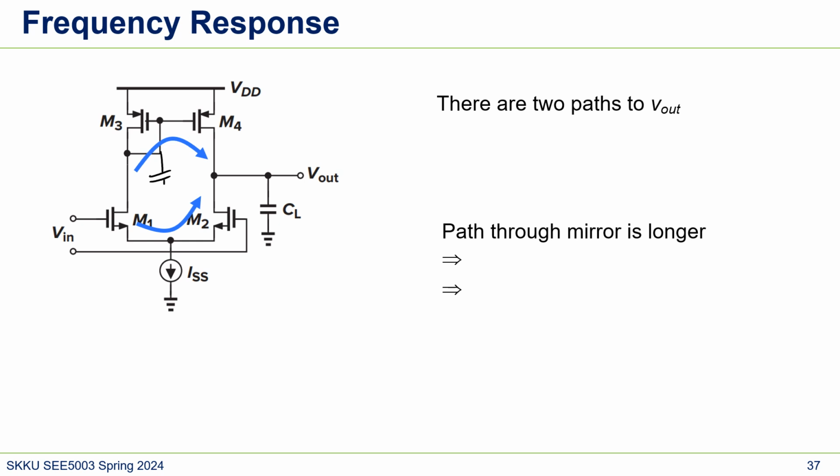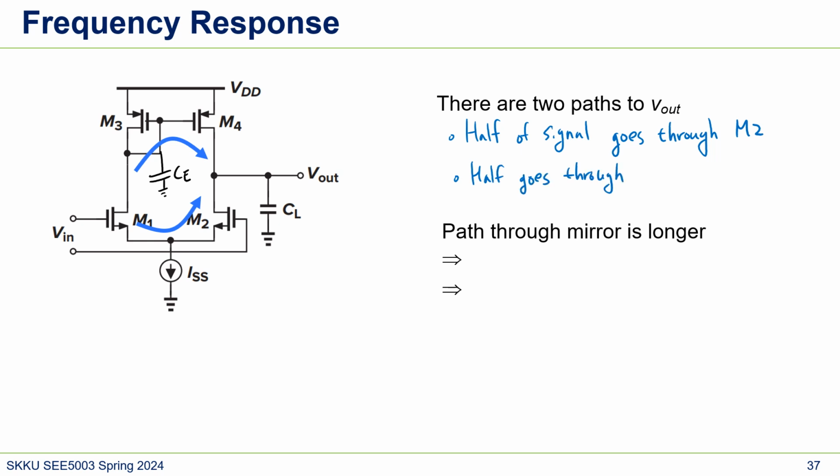So let's say here is capacitor E. There are two paths to out, as we said. Half of the signal goes through M2, and also half goes through M3 and M4, which is M1 and gets mirrored.